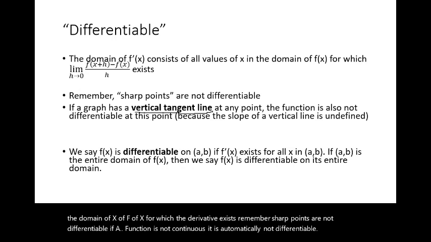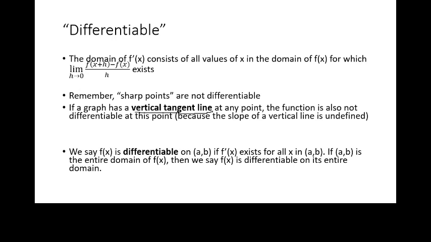Remember, the derivative is the slope of the tangent line. What's the slope of a vertical line? The slope of a vertical line is undefined. So if your tangent line is vertical, that means your derivative is undefined.